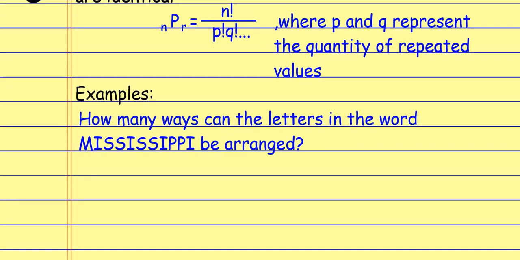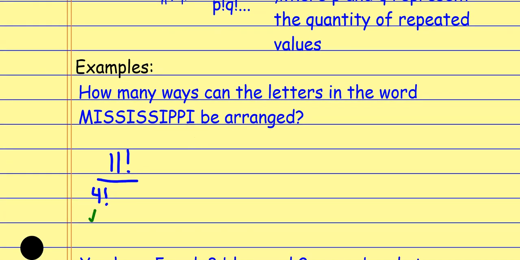So here's how I do this. I start with the total number, so I have to count up the letters. 1, 2, 3, 4, 5, 6, 7, 8, 9, 10, 11 letters here. So 11 factorial over, and then I just look and say what's repeated. There's I repeated, and there are 4 I's, so I put a 4 factorial down here, and that just represents the 4 I's that I have. Then I ask, what else is repeated? Oh, S, there are 4 S's. So that 4 represents the S's, and then there are also 2 P's, so I put a 2 factorial down here. So I just represent the repeated values.